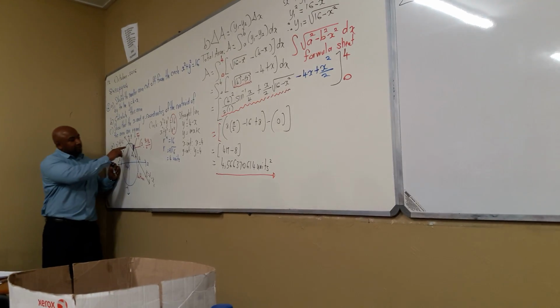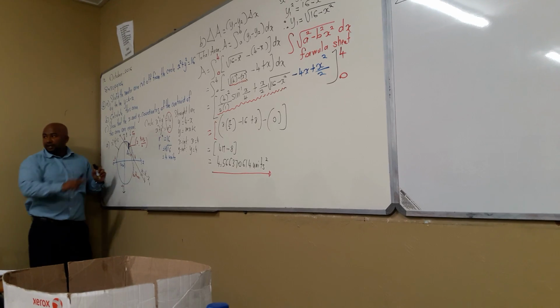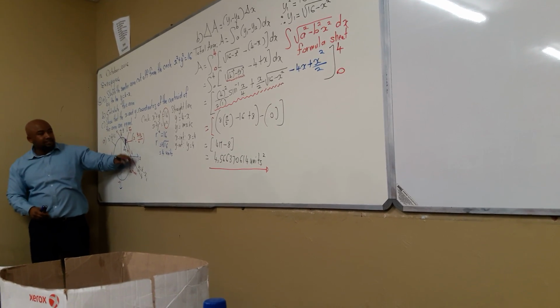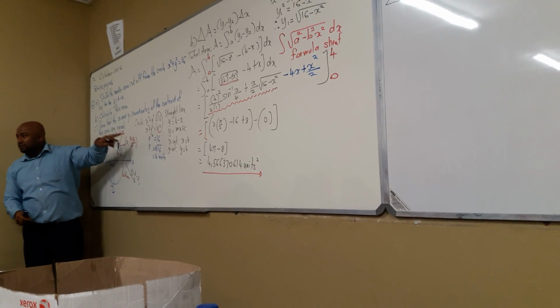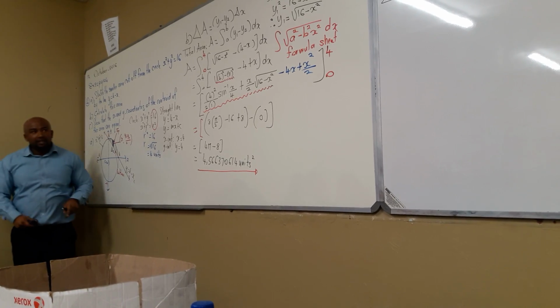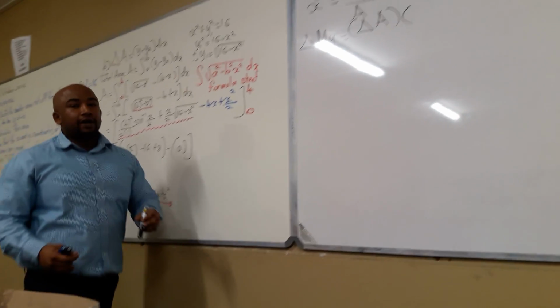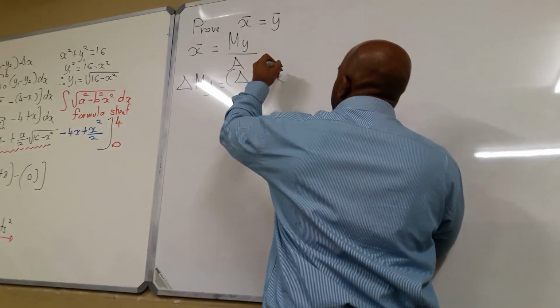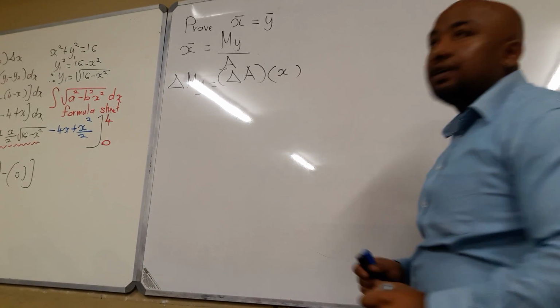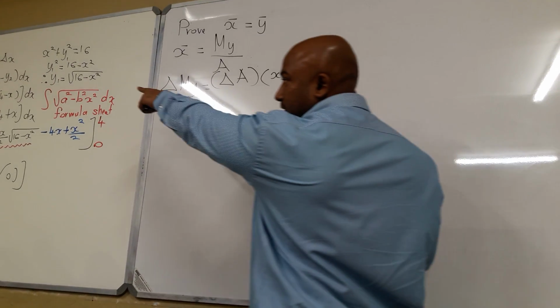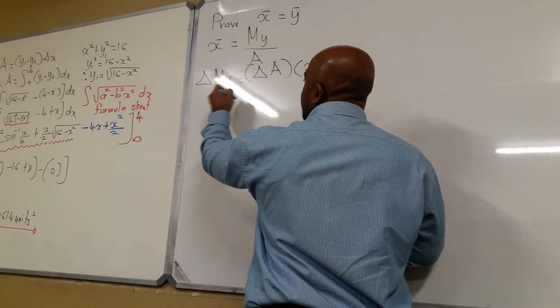The distance from the y-axis is x. If it was the distance from the x-axis, it would be y1 plus y2 over 2. Right, so be careful there. Distance from the y-axis is x.